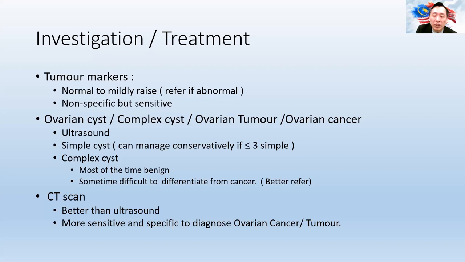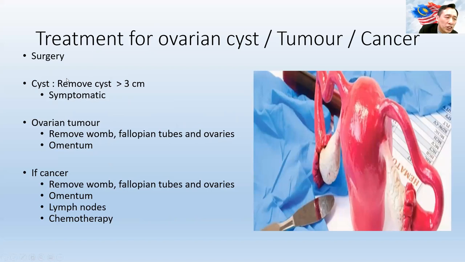So treatment-wise for ovarian cyst, ovarian tumor, ovarian cancer, most of the time it is surgery. Cyst, we only remove the cyst if it's more than 3 cm or if the patient is symptomatic. Less than 4 cm, normally we will not operate; 3 to 4 cm normally will not operate. Ovarian tumor, remove the womb, fallopian tubes and ovary, sometimes omentum. If it's a cancer, or hysterectomy, also remove the womb, fallopian tube, ovary, omentum, lymph node. Sometimes patients require chemotherapy after that.